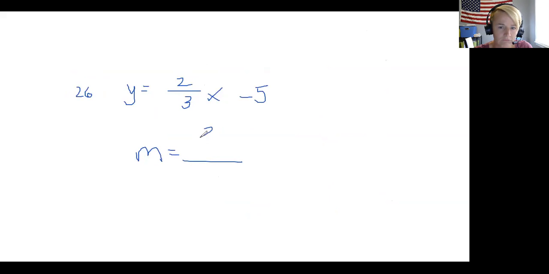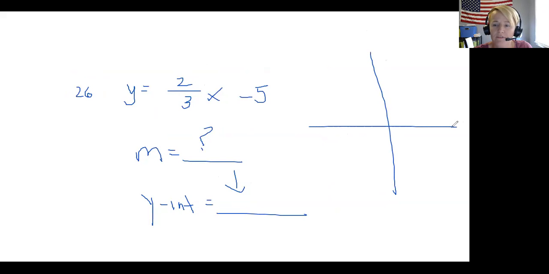Then for number 26, 27, and 28, you have to identify the slope and the y-intercept of each equation and graph the line. So you have to identify it and then graph. So 26 is already set up as y equals 2/3 x minus 5. So you need to say, what does m equal? Okay, and then you need to say, what is the y-intercept?